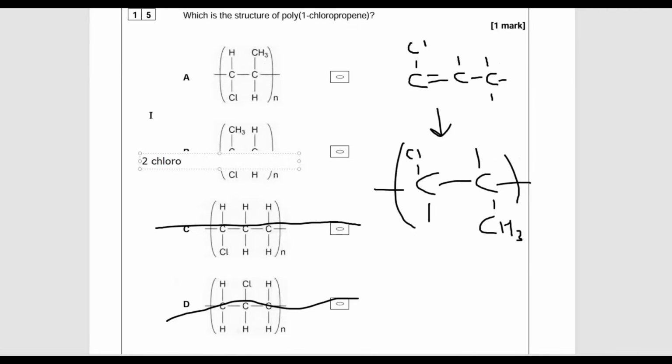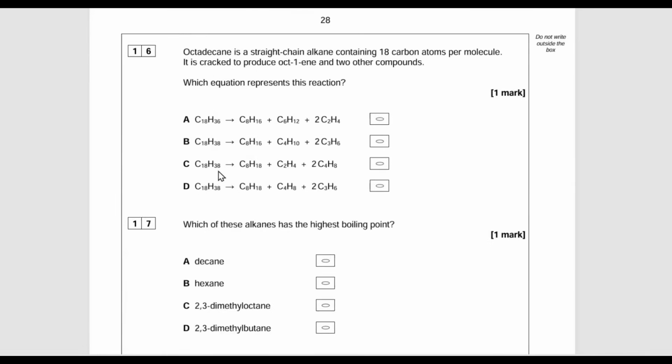And this told us to do 1-chloropropene. And if it was B, that would be 2-chloropropene because the chlorine is on the middle carbon of 3. So the answer is A.